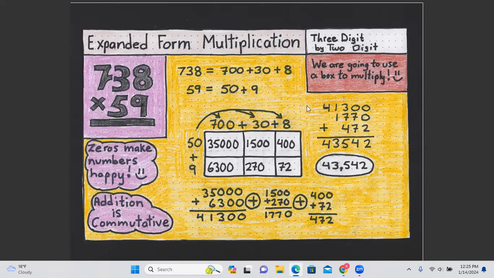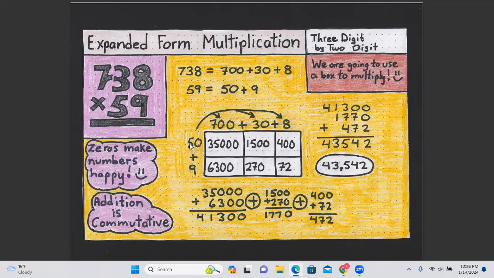And so in this case right here, we are going to use a box to multiply using the expanded form method. We're going to use the expanded form method because, in my opinion, zeros make numbers happy, and I'll show you how. So we have 700 plus 30 plus 8, which will replace 738, and we have 50 plus 9, which will replace 59. And we're going to distribute the 50 to 700, to 30, and to 8.